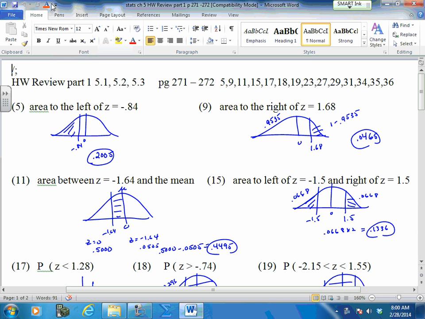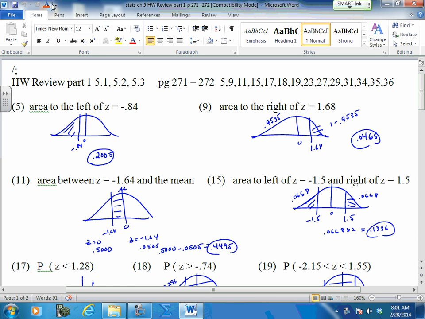So make sure you study. All right. They start very basic in this review. Finding the areas, giving your z-scores. I want sketches. Make sure you give me sketches, especially on your test. I need to see your sketches. It does two things. It helps you and it helps me.